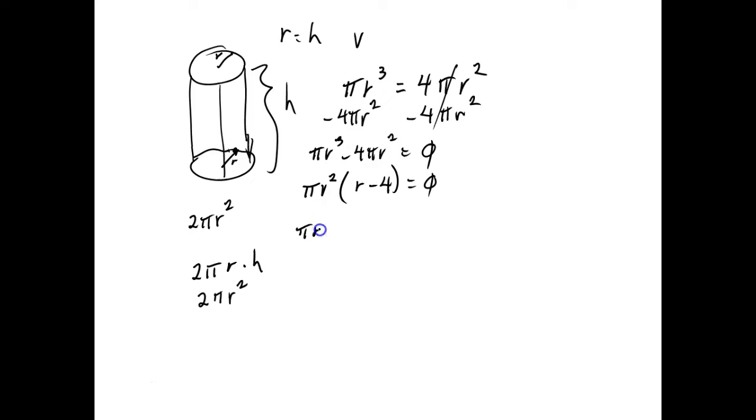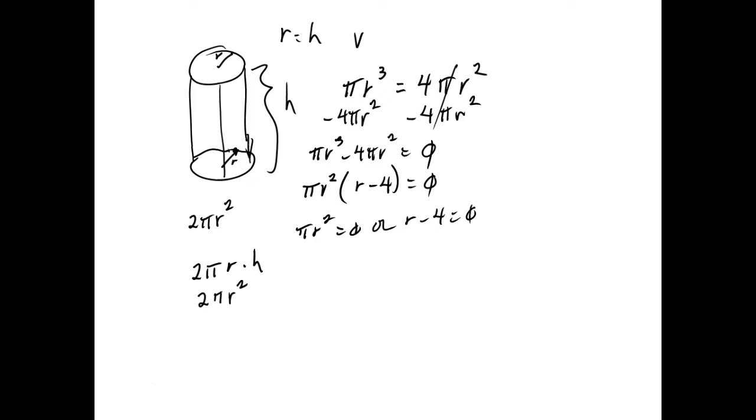Either pi r squared is equal to 0 or r minus 4 is equal to 0. Very good. Now, actually, this is a factor of 3. Pi times r times r. So either pi is equal to 0, and guess what? Pi is not equal to 0. Pi is 3.1415, and so on. It goes on forever, okay? It's a number greater than 3. So that can't be 0. So the only option then would be r equals 0, right?